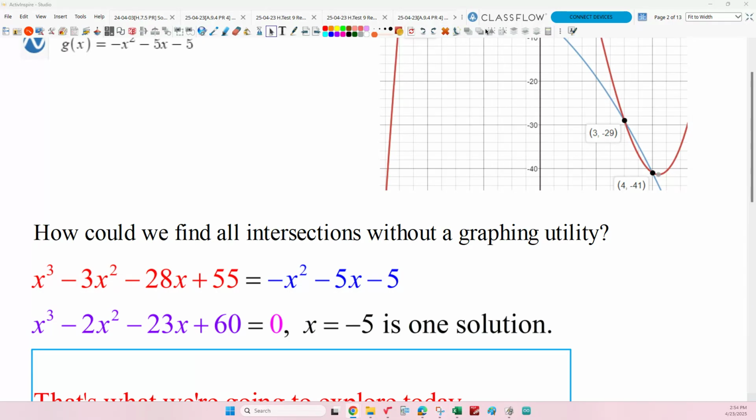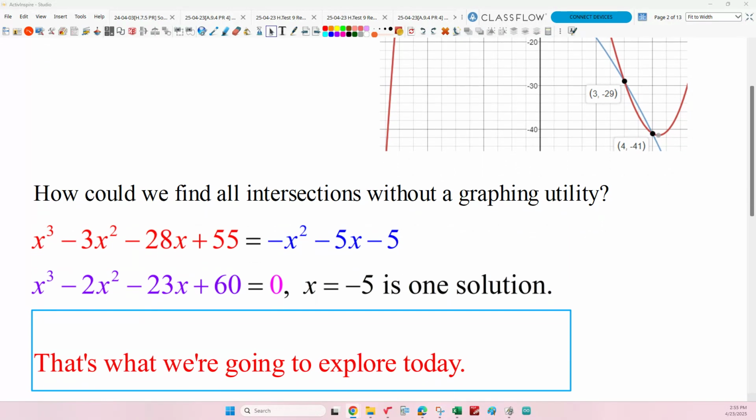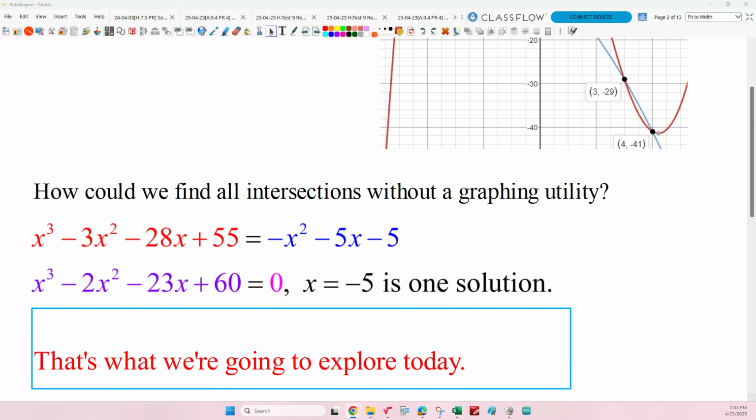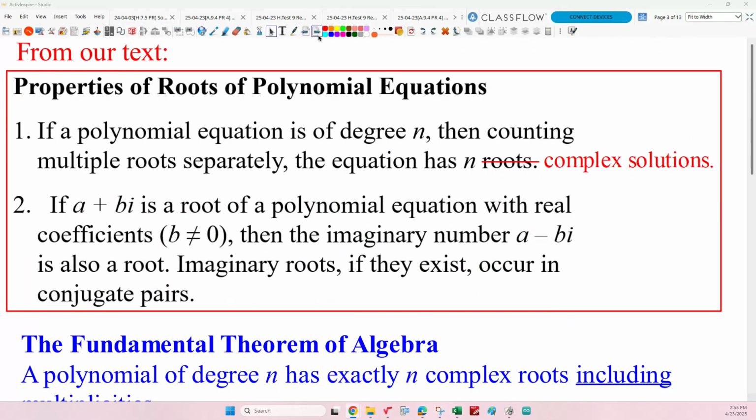Yeah, that's one, to get the y value. But how could we find these ones? We were working on this Monday. If we're given a zero, how do we find the other zeros? Just plug in the next value. Not quite. We'll use synthetic division. So we'll touch on that today too.